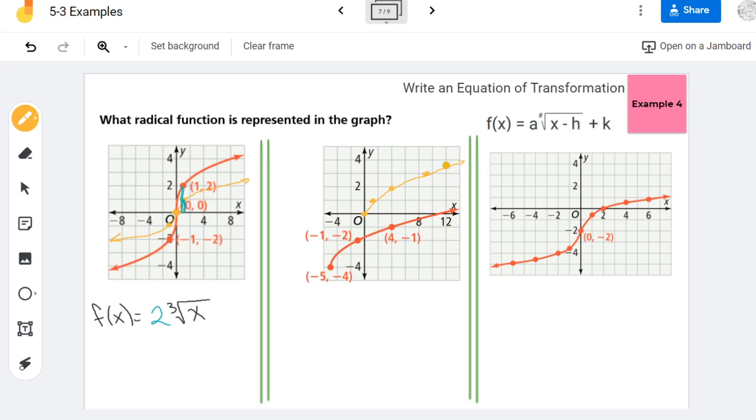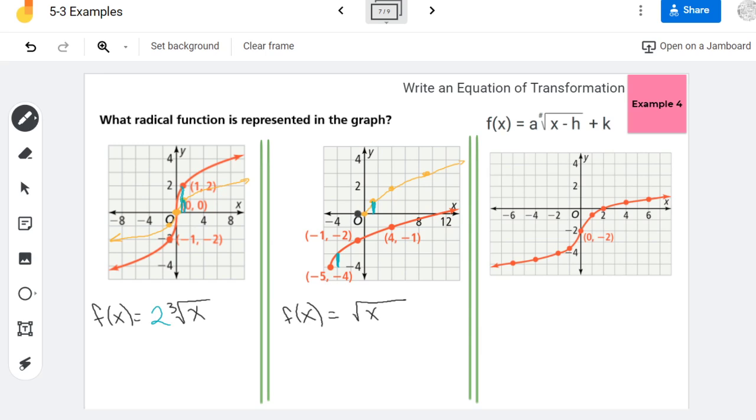And it doesn't look like there's been any stretch or compression. This looks like it's about the same swoop. Now if you're nervous about it and want to check your A value, when I go 1 unit to the side, my graph is going up by 1 unit, which is what it should be doing, right? And so that's how you know there's no stretch or compression. So when I go to write my function out, I'm not going to put a number in front of the square root here.